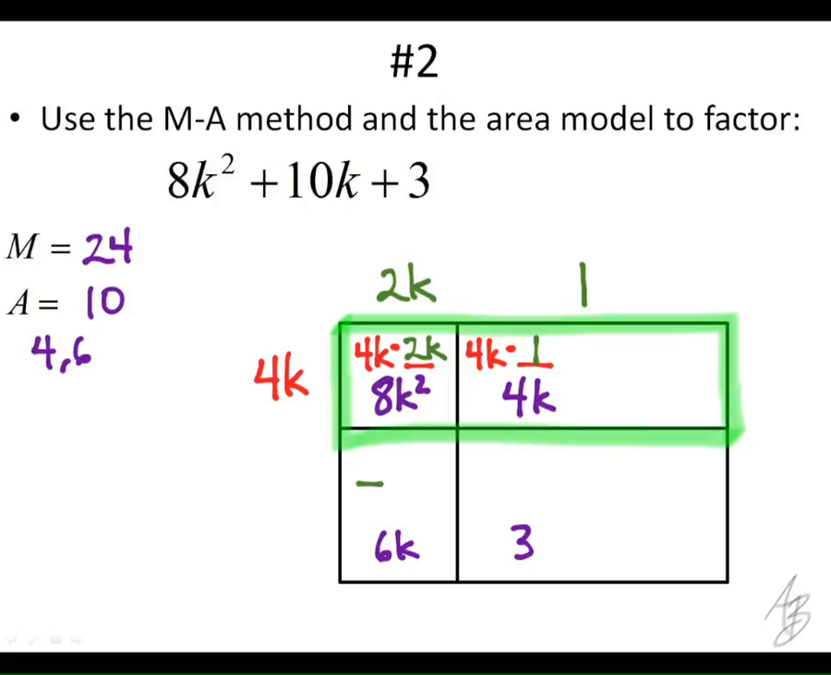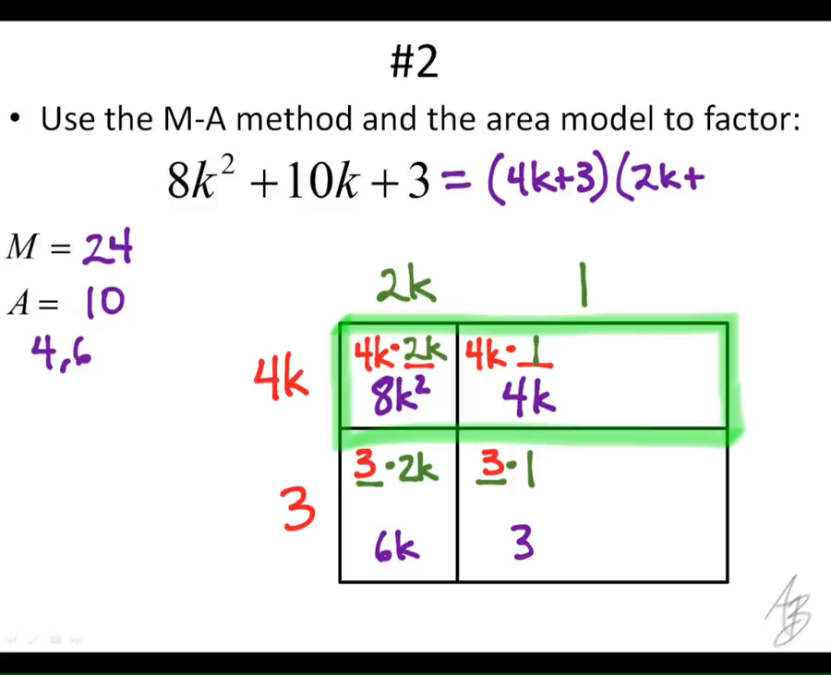And we go down to the bottom. This is going to be something times 2k, and this is going to be something times 1. Hopefully we can put the same thing in both of those, can we? Can we put the same number here and here? What's going to work there? 3. So the height of this rectangle is 3. And so what's our answer going to look like? And again, if you had the 4k and the 6k flipped, then it would be 2k plus 1 here and 4k plus 3 here, and that's the same answer.